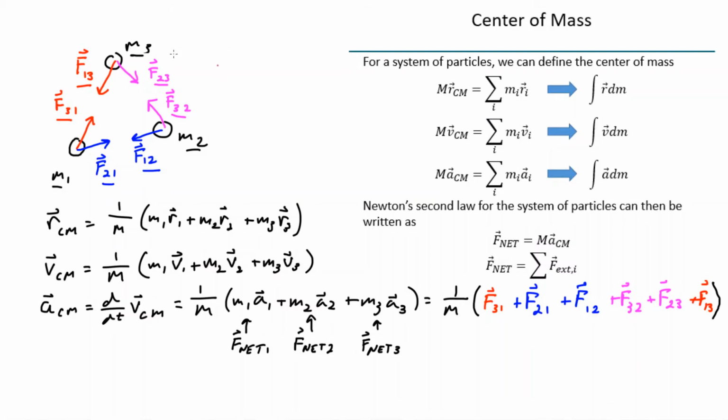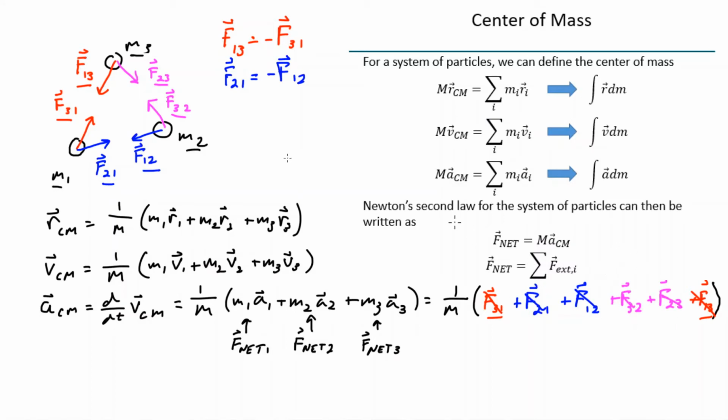Well, now let's think a little bit about this. Newton's third law of motion tells us that F13 equals negative F31. So that means F31 plus F13 have to add up to 0. These just cancel out. Similarly, F21 equals minus F12, so these cancel out and add up to 0. And these cancel out and add up to 0.